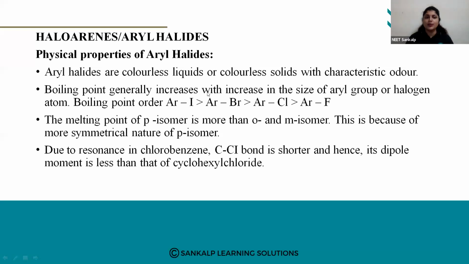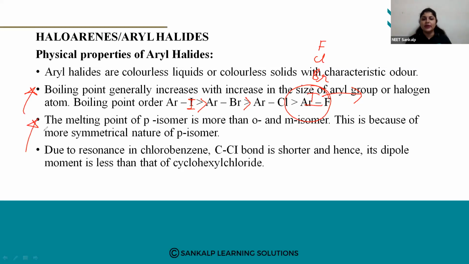Among the following, you know, fluorine, then chlorine, then bromine, and then iodine. Iodine has a large size, so the boiling point follows that order. Aryl iodides will have a higher boiling point as compared to aryl bromides, aryl chlorides and aryl fluorides. So generally the boiling point increases with the increase in the size of the aryl group or halogen atom. So this is about your boiling point.